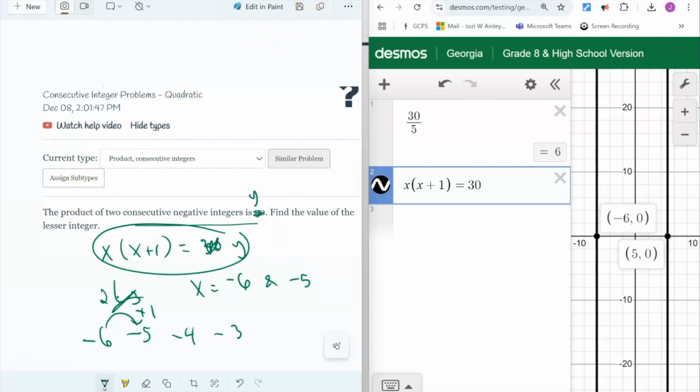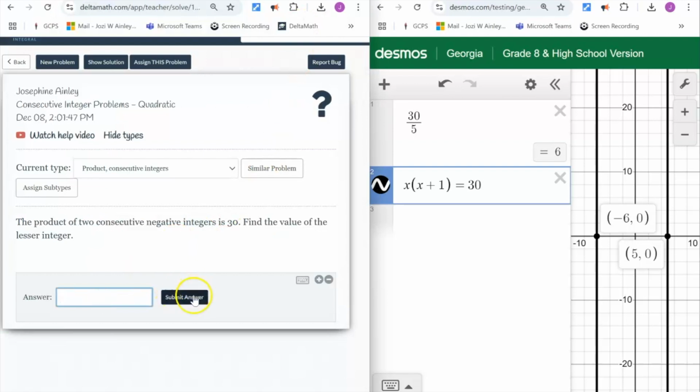Let's take a look at another one. So read the question. Find the value of the lesser integer. So negative 6 comes first. So it's negative 6.